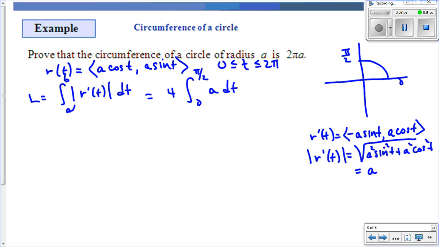So integrating a with respect to t, we get 4 times a times t from 0 to pi over 2, and we get that the length of that curve is 2 times a times pi. So that is just the circumference of a circle.